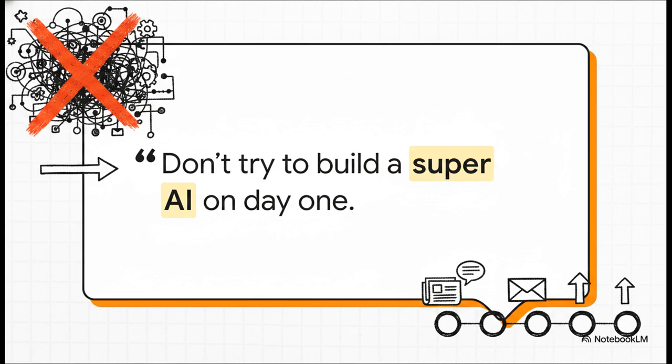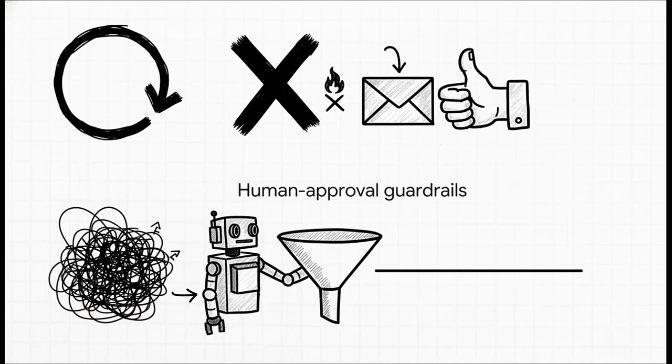Have it successfully summarize the news every morning. Once that works flawlessly, then have it draft email replies. Improve it step by step. That methodical, layered approach, that is exactly how real, robust, enterprise-grade AI systems are built. And as you're building, you absolutely must be careful to avoid a few classic beginner traps.